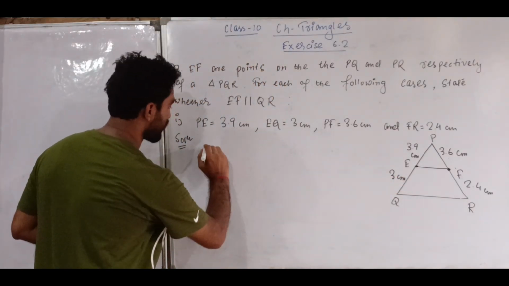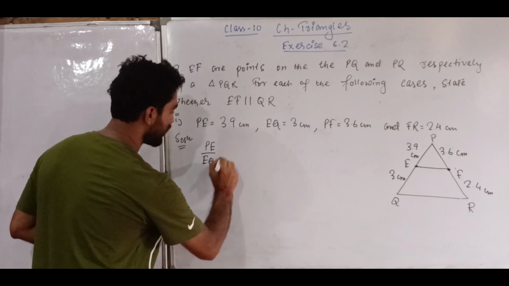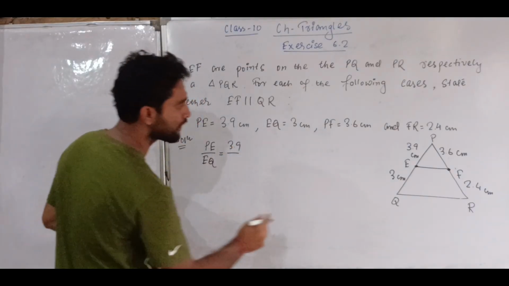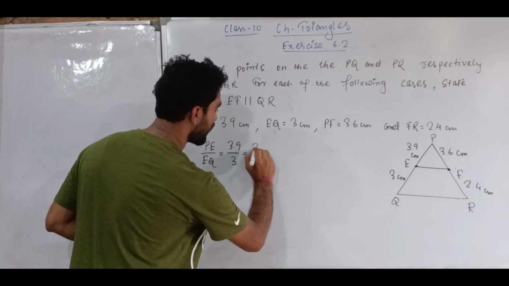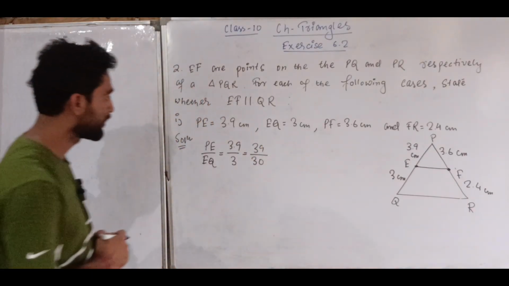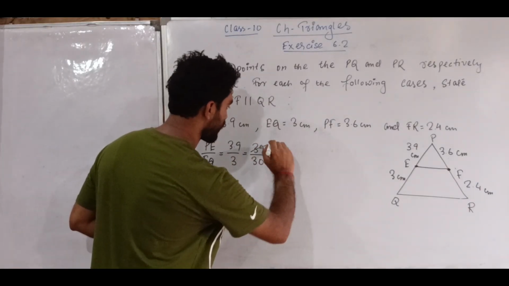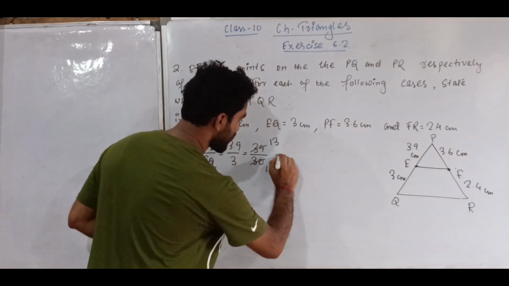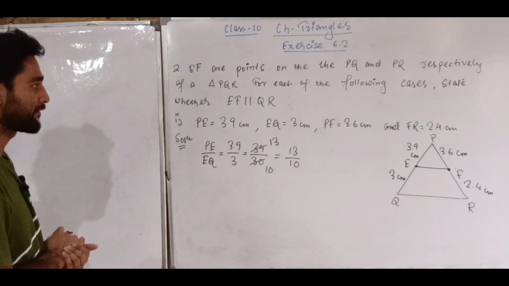So first PE divided by EQ. PE value given 3.9 and EQ value given 3. So if we simplify, it will be 39 divided by 30. Both are divisible by 3, I think. So 3 13s are 39 and 3 10s are 30. So we will get 13 by 10.